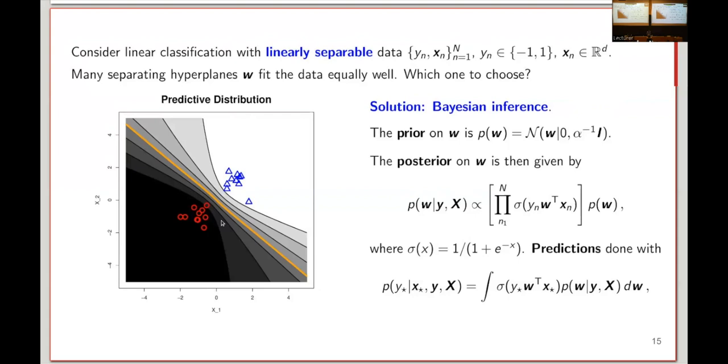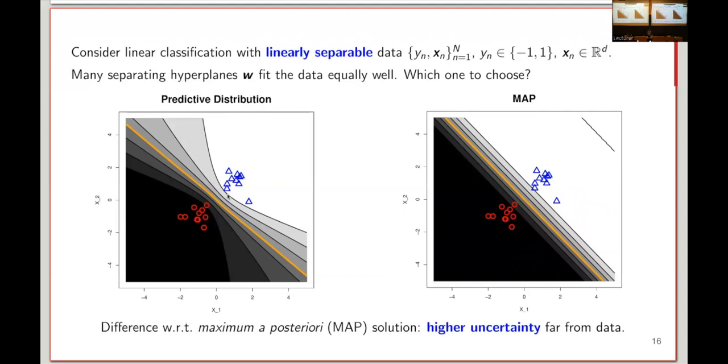And something that is quite interesting is that we have uncertainty in these regions. Far away from the data, the predictive probabilities, for example in this region, are closer to 0.5. 0.5 would be the decision boundary shown in orange. Here, the probability of class one goes to one. Here, the probability of class one goes to zero, or the probability of class two goes to one. And in these regions, you are closer to 0.5 because you are far away from the data and you have higher uncertainty.